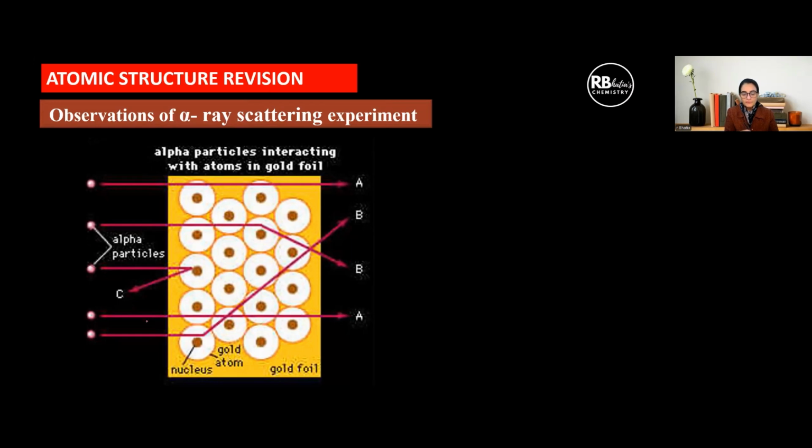Now, these are the observations. Again, the NCERT figure is telling us alpha particles, these are atoms. These are all atoms shown. And as alpha particles hit, they undergo different kinds of deflections. Depending upon where they hit, they are showing different deflections.